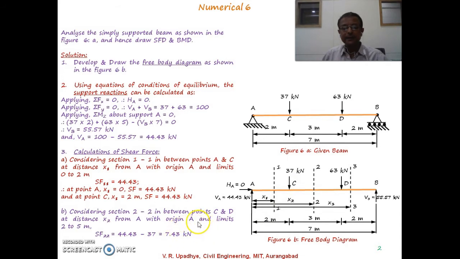So again, if we go through this equation, it is not related to x, so the variation of shear force is not there, and it is constant in between C to D. Okay, so the calculation gives us shear force 2-2 is 7.43 kilonewton. If we consider point C, the shear force is 7.43 kilonewton. As well, if we consider point D, shear force is 7.43 kilonewton. So again, we will go further by considering section 3-3, and how we will write the equation for that.